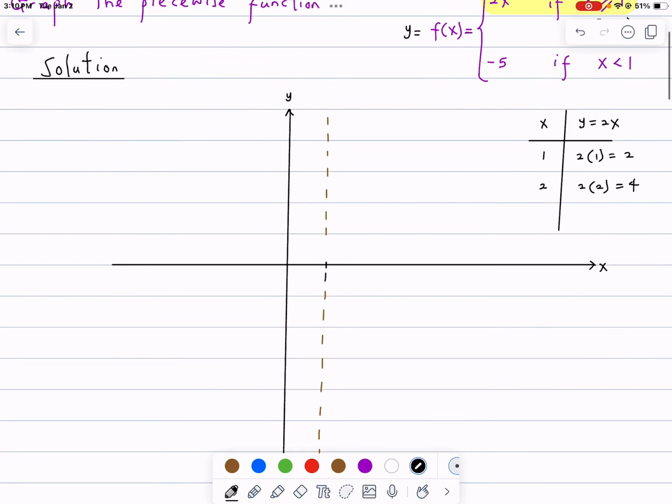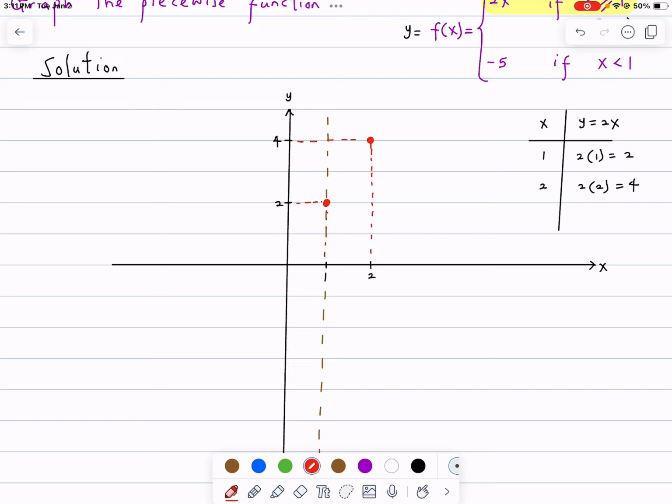So when x is 1, y is 2. So when x is 1, my y on the graph is 2. And when x is 2, y is 4. So I'm going to put 2 here. When x is 2, my y is 4. So I'm going to put a dot there.